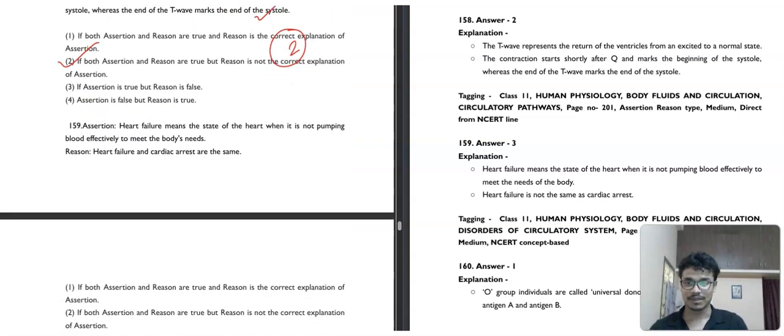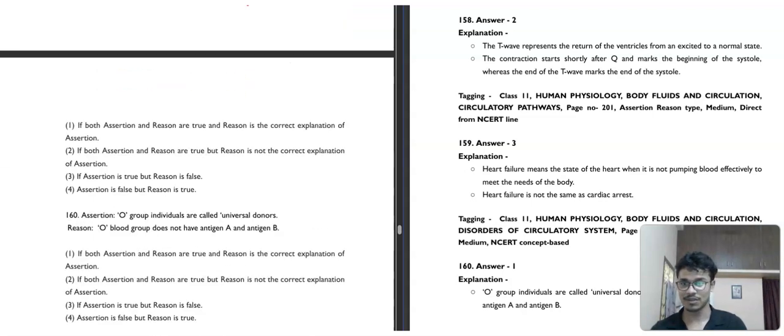Then 159. It is saying that heart failure means the state of the heart when it is not pumping blood effectively to meet the body's need. Do you think this is correct? Okay, this is correct. Heart failure means the heart is not able to pump the blood. So, what is cardiac arrest? Cardiac arrest, the heart suddenly stops beating. What does heart attack mean? The heart muscle suddenly gets injured. Okay, then the reason, heart failure and cardiac arrest are the same. This is not correct, we just discussed. So only the assertion is correct. So our correct answer will be the third option: assertion is true, but reason is false.